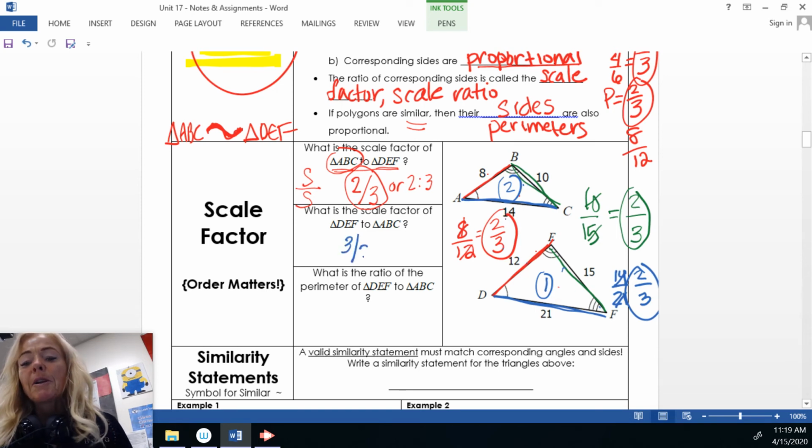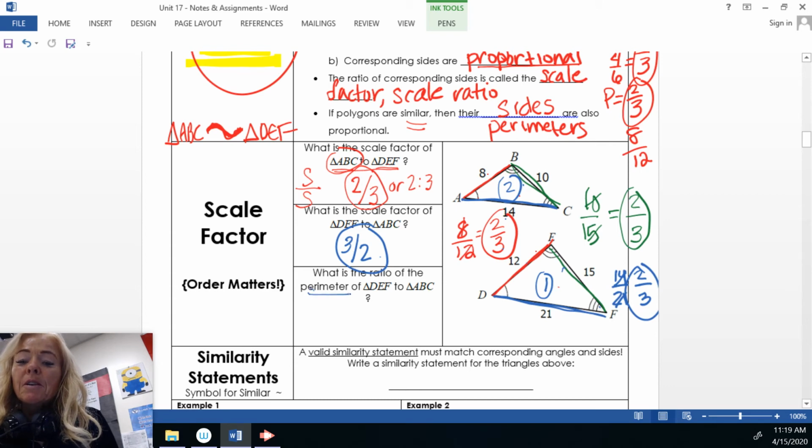And we can just flip it. We already know it's 2 to 3 in the other direction. Now that we're going from big to little, then we're going to be using the scale factor 3 to 2. All right. So what is the ratio of the perimeter? Okay. Now we can find it.